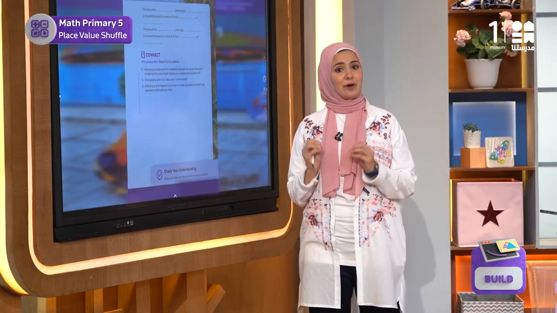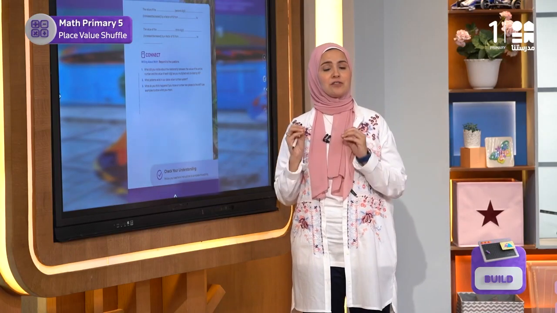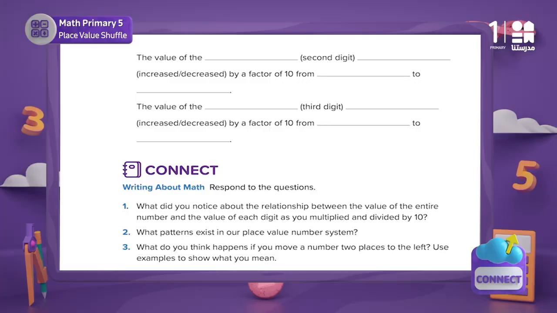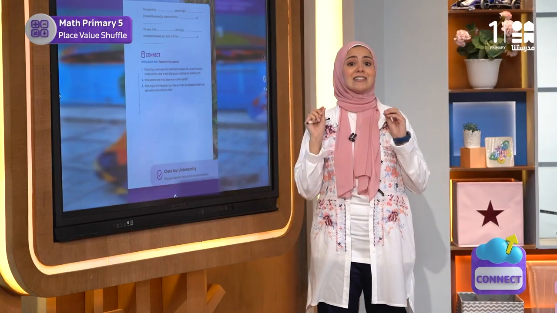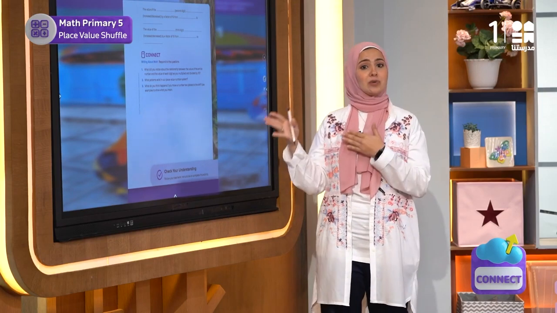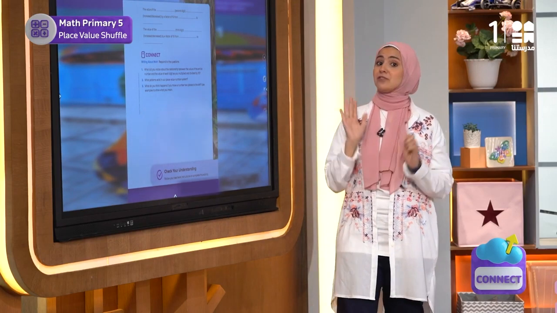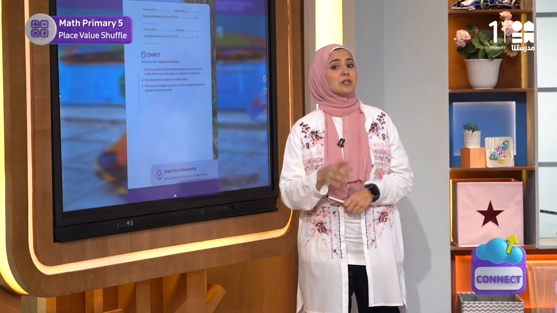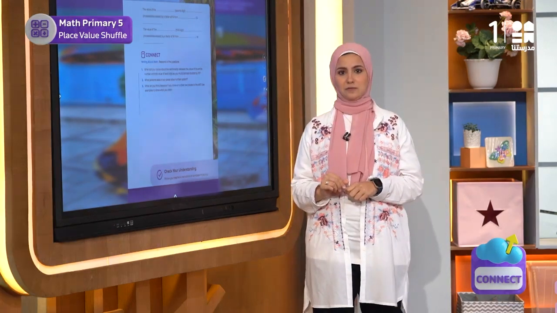After learning and practicing on changing the value of the number, we can move to connect activity, writing about math. Now, this is a chance to check your understanding of the lesson. Also, you can use it as a reference while studying or answering questions related to the lesson. I'll give you enough time to answer the questions. You can use examples to express your answers.